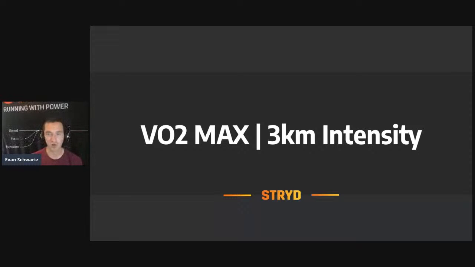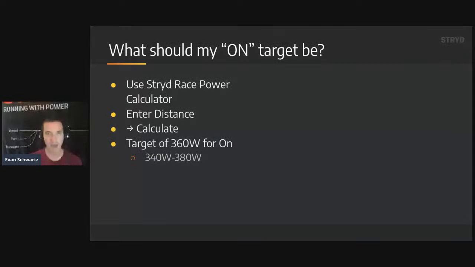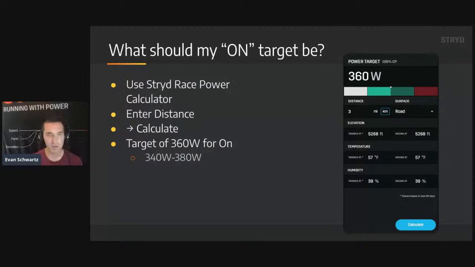How do I come up with the power targets, though, you might ask? Well, I used the Stryd race power calculator. I went to stryd.com/power center. I changed the distance to 3 kilometers. I left the surface as road because I'd be doing my workout on the road. I left the elevation the same, the temperature the same, the humidity the same, and I pressed the calculate button. And it gave me a target of 360 watts for the on.